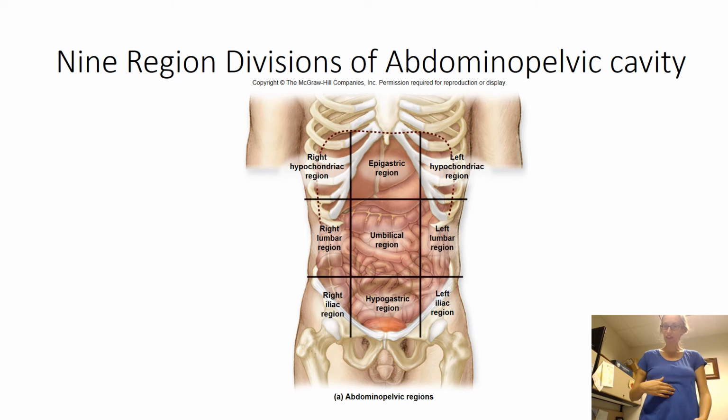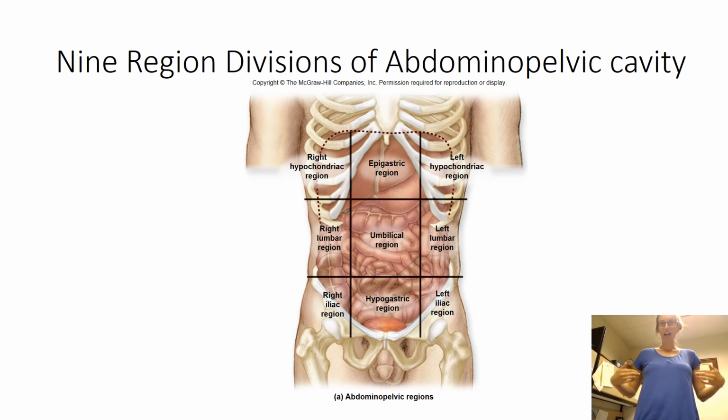Then the most inferior portion, below, lowest portion, is going to be the hypogastric portion. And so hypo means below. And the organs that we find here are going to be small intestine, the urinary bladder, as well as the sigmoid or the S-shape portion of the large intestine. Okay, so let's go back up.